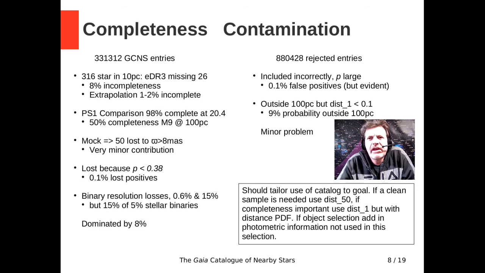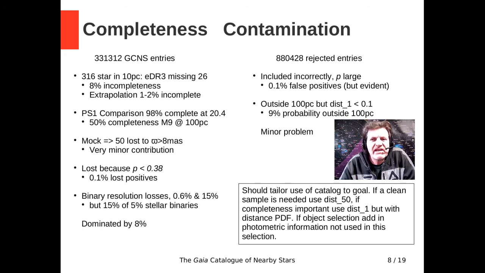An important part of the characterization of the GCNS is defining both the completeness and contamination. That is, estimating how many objects we are missing and how many objects we are incorrectly including. Often the minimization of contamination leads to a reduction of completeness and vice versa. They're competing ideas. Based on the 10 parsec sample, that is objects very close to us where we believe we are completely sure we understand what's there, our catalogue is 90 to 95% complete.